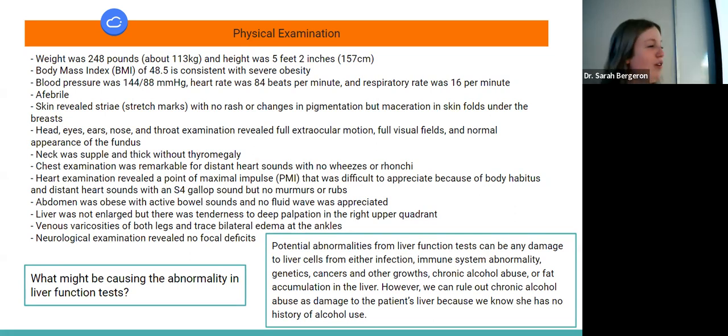So what might be causing the abnormality in her liver function test? This could be due to any damage to liver cells from either infection, immune system abnormality, genetics, cancers and other growths, chronic alcohol abuse, or fat accumulation in the liver. However, we can rule out right away chronic alcohol abuse as damage to the patient's liver because we know she has no history of alcohol use.